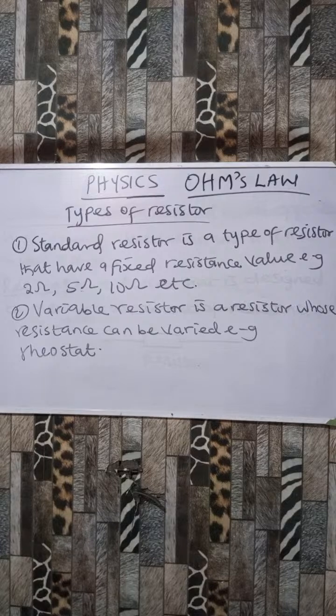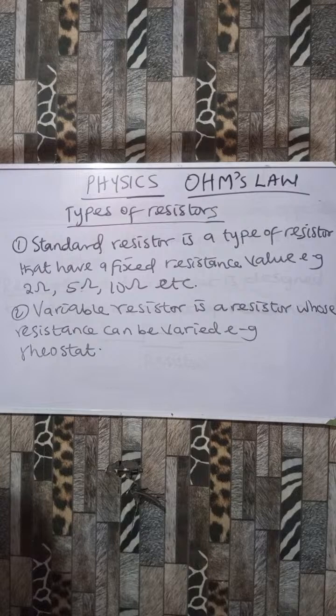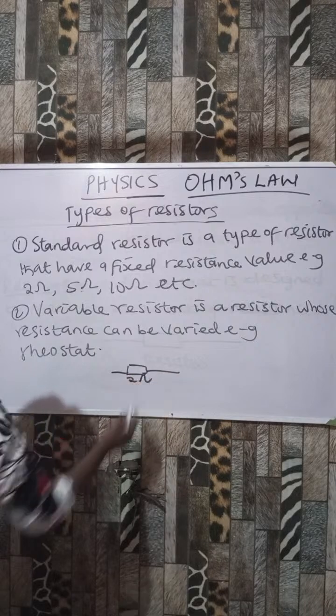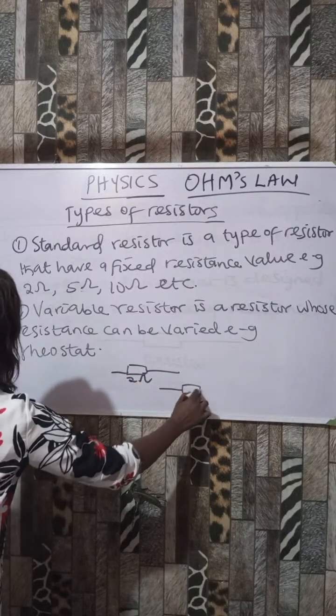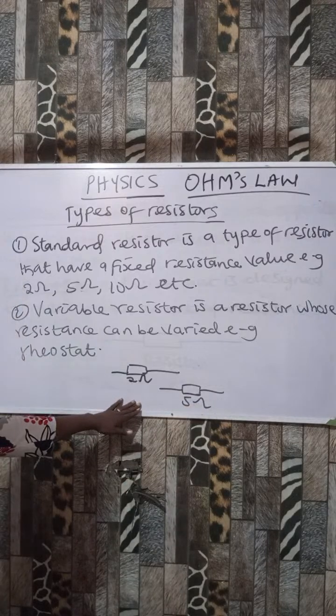Now we have types of resistors. We have standard resistor. It's a type of resistor that has a fixed resistance value. Example, we have 2 ohm, 5 ohm, 10 ohm, and so on. So they are all classified under standard resistor. So you can see a resistor that has just 2 ohm, or the one that has just 5 ohm, right? So this is classified under what? Standard resistor. Do you understand?